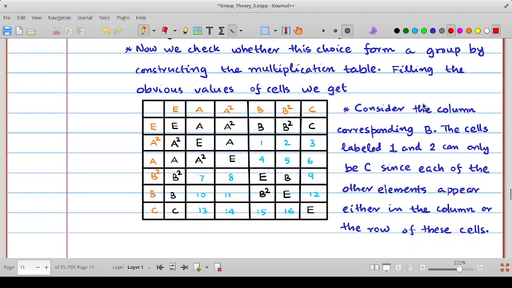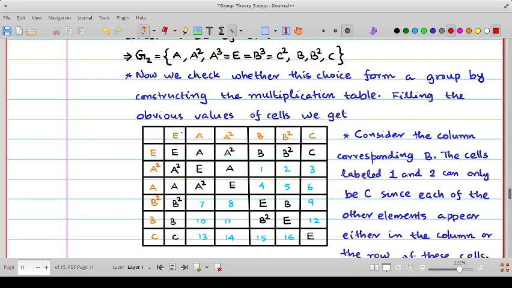So we will construct our group multiplication table. It will have 6 rows and 6 columns corresponding to the 6 elements of the group. The column labels will be given by, say, E, A, A square, B, B square and C. But we will choose the row labels in such a way that the diagonal elements of the group multiplication table are all filled with the identity element. Okay, and how can we do that?